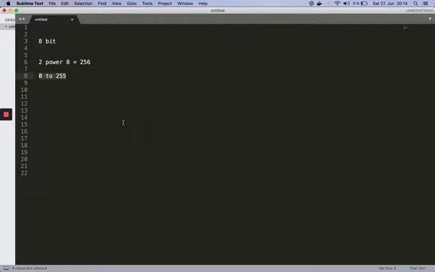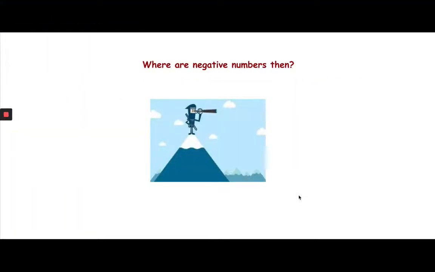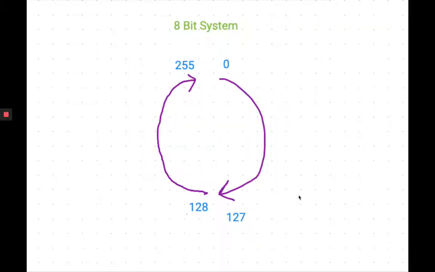So do negative numbers also come in this range? I don't know where the negative numbers are then. This is an interesting question and an interesting part to know. Basically, half of the numbers will be positive and half of the numbers will be negative. In an 8-bit system, the maximum possible positive value will be 127 and all the others will be negative numbers. Let me show you some examples.